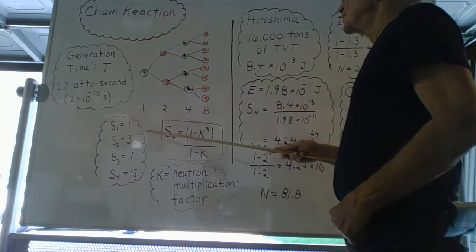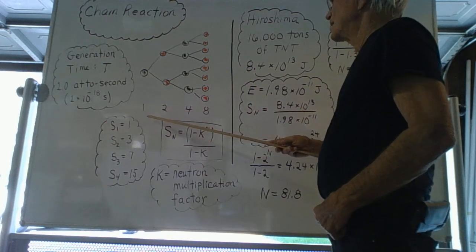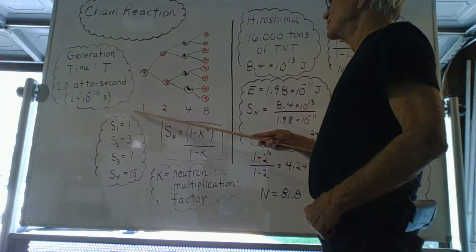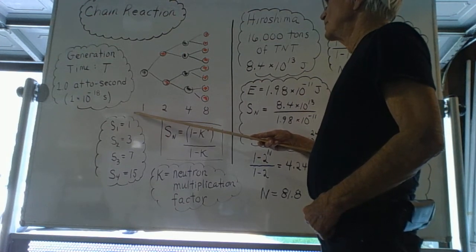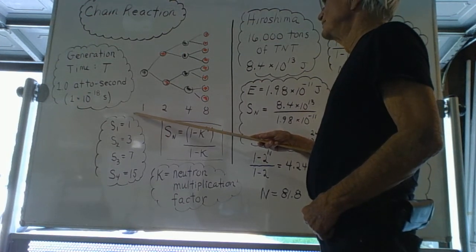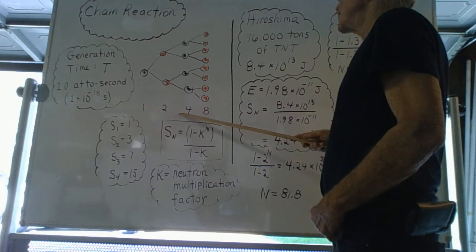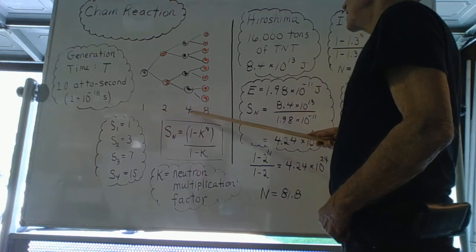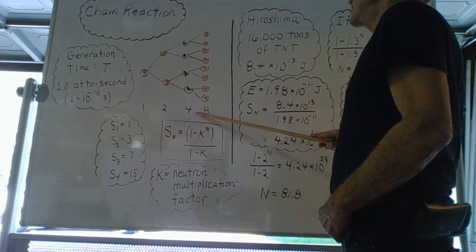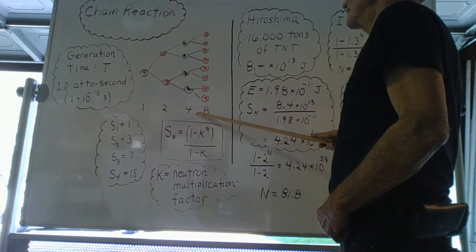And so you start with one neutron in. That's the first generation of growth of neutrons. One fission will have taken place. Then two fissions in the second generation, 4 in the third generation, 8 in the fourth generation.